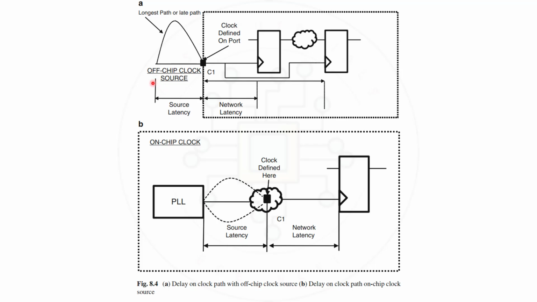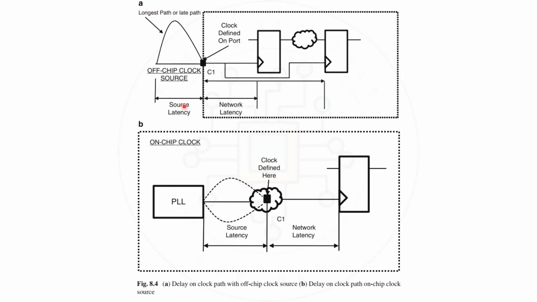Let's see it. You can see here, this point you can consider as the place where the clock is generated by using the source. You can take this as some PLL, that is phase lock loop. From here to the clock definition point, it is called source latency, and from the clock definition point to the pin of the sequential device is called network latency. You can see from this figure, from a clock definition point to one of the clock pins, and from another clock definition point to another clock pin. That's why you can say this is one network latency and this is another network latency.